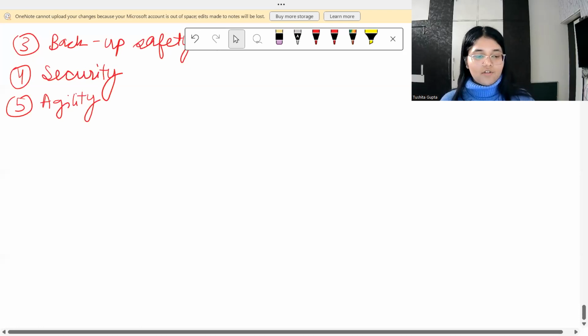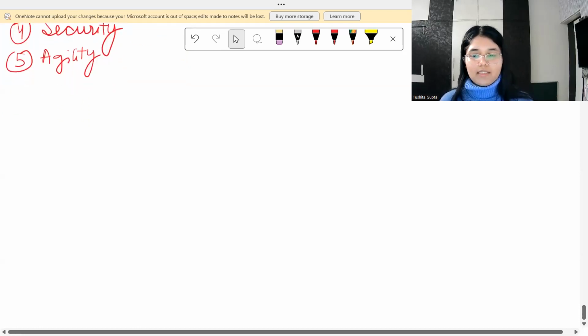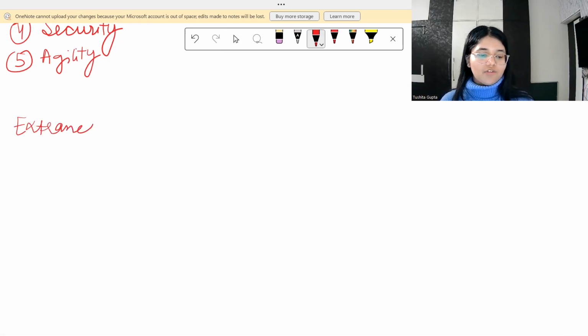Now, let's talk about other terminologies that we should be familiar with. So this is extranet. Extranet is basically a collaborative network which uses the internet to join different organizations. So this is an extension of your intranet.